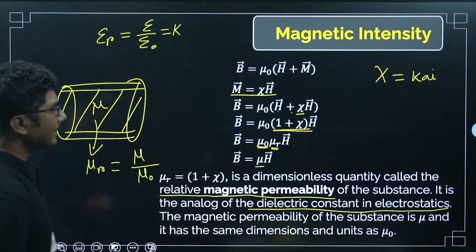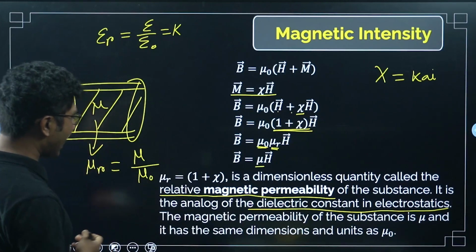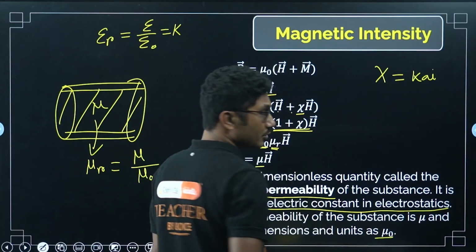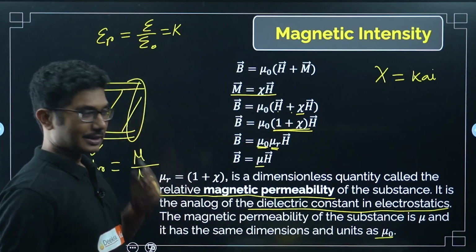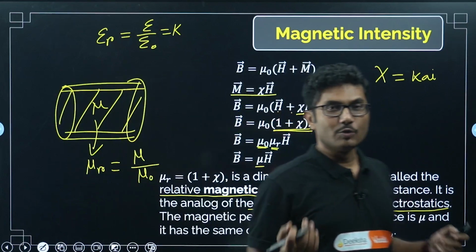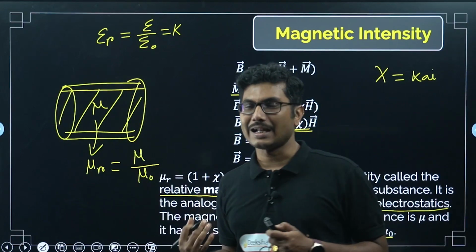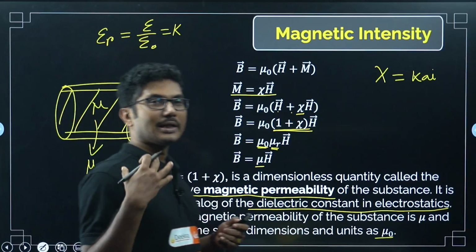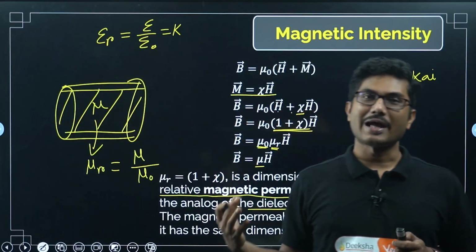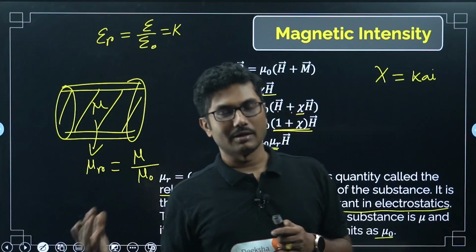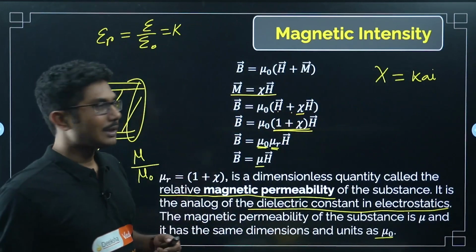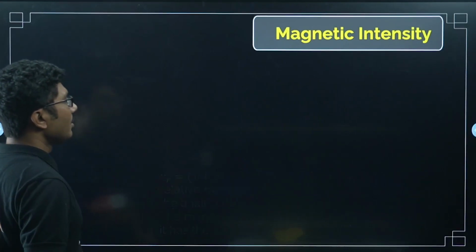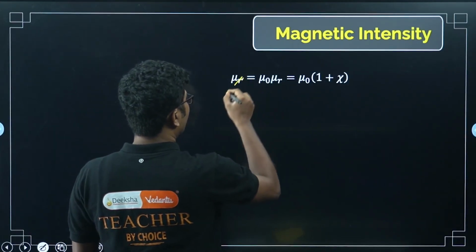The magnetic permeability of the substance is mu, and it has the same dimension and units as mu naught. So mu and mu naught are cousin brothers. For example, when there was vacuum, no medium, or there was air, we use mu naught. But when we are using some other material, that material no longer has the same permeability as air, so it will have a different permeability. That permeability is mu.